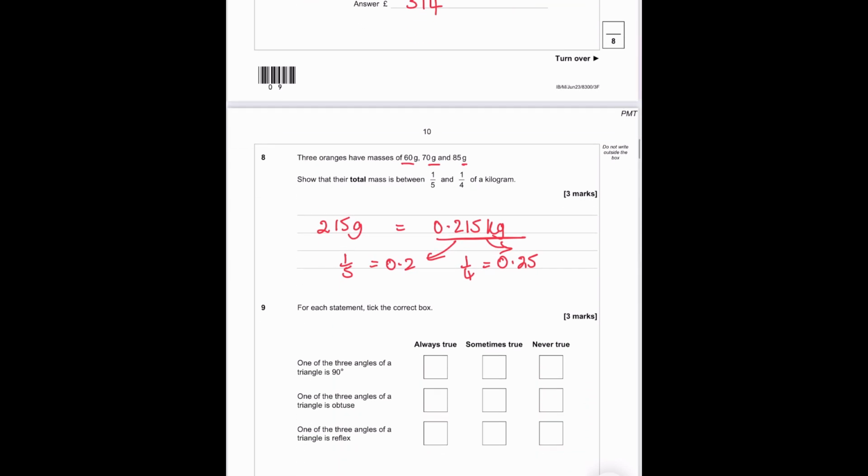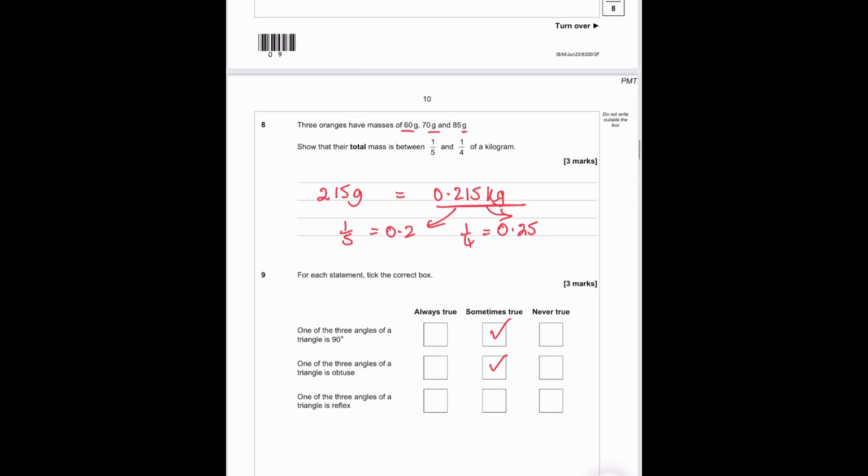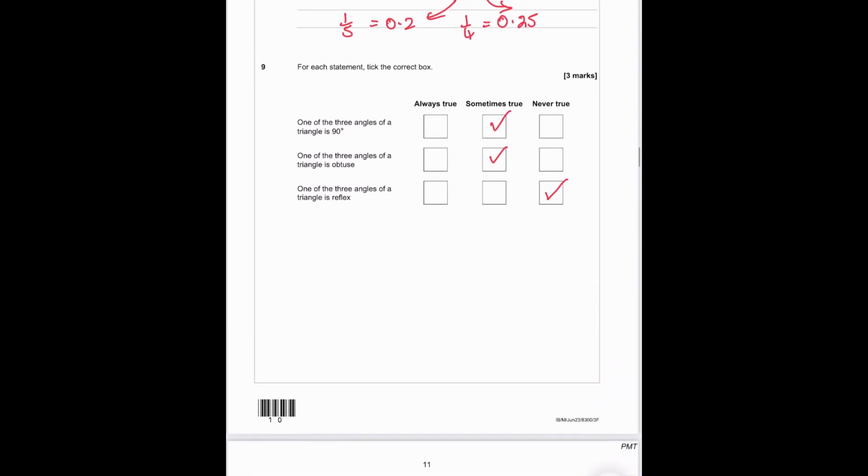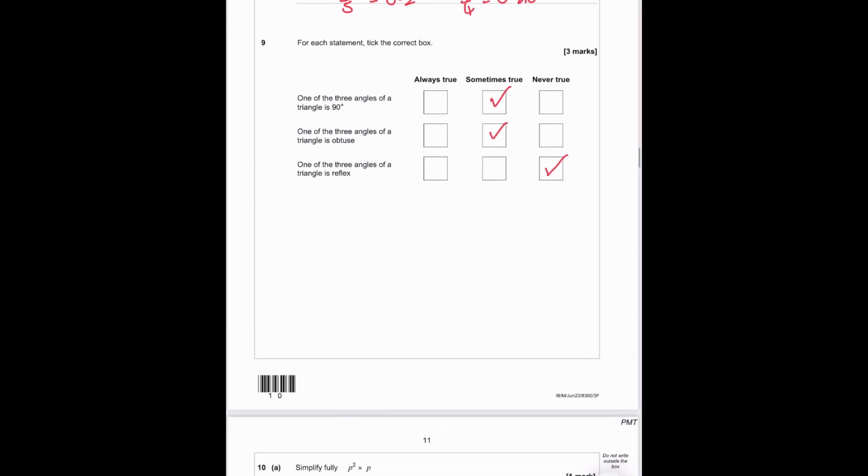For each statement, tick the correct box. One of the 3 angles of a triangle is 90 degrees is sometimes true. One of the 3 angles of a triangle is obtuse is sometimes true. And one of the 3 angles in a triangle is a reflex. That is not possible. We cannot make a triangle if one is a reflex.